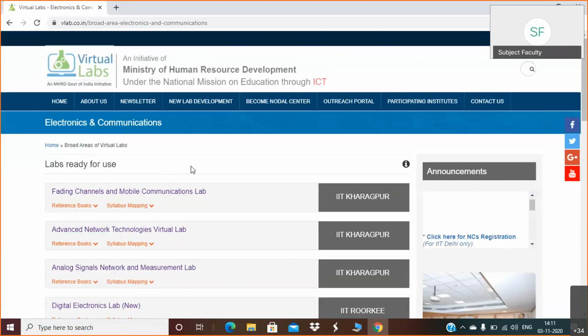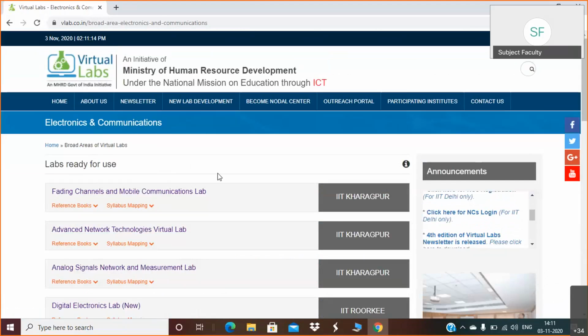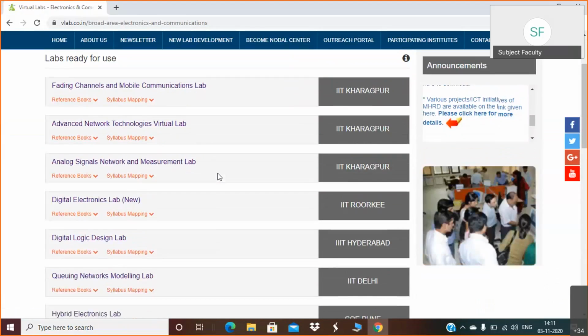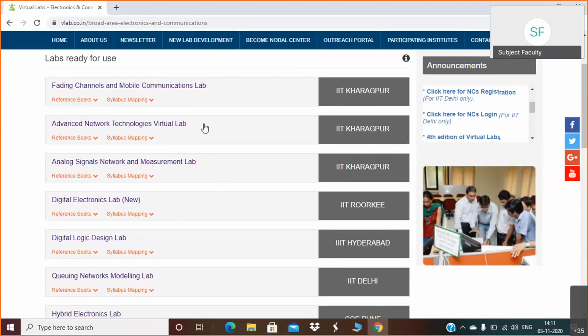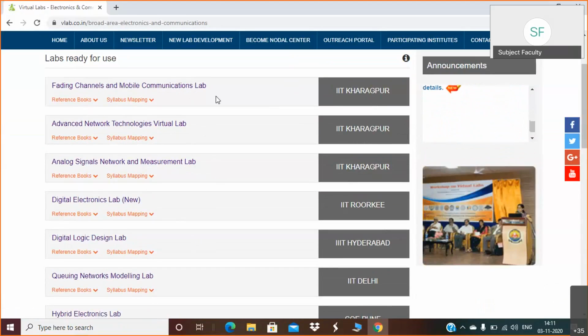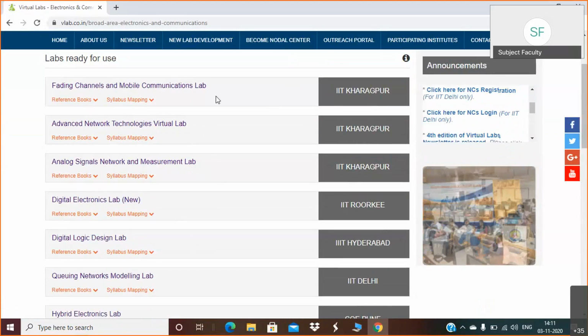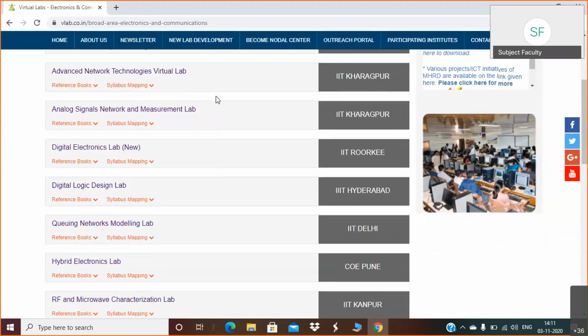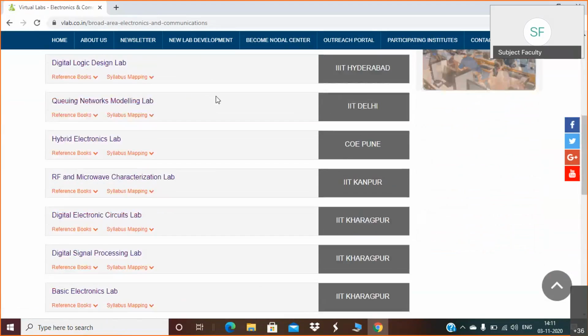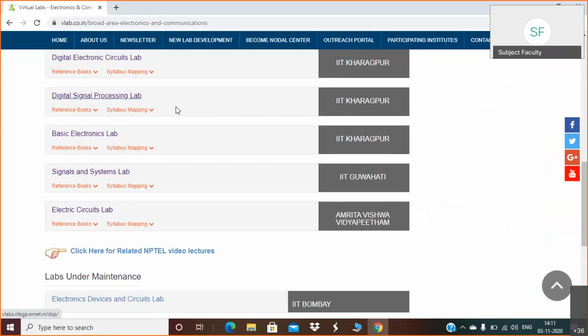Then in electronics and communication, there are different labs which are already ready to use. You can observe these are the names of the labs which are present, and this is the name of the institute that has designed each lab. Under this list, you have to go to the basic electronics lab. In this particular session, we will discuss the basic electronics lab. You can observe it is designed by IIT Kharagpur.